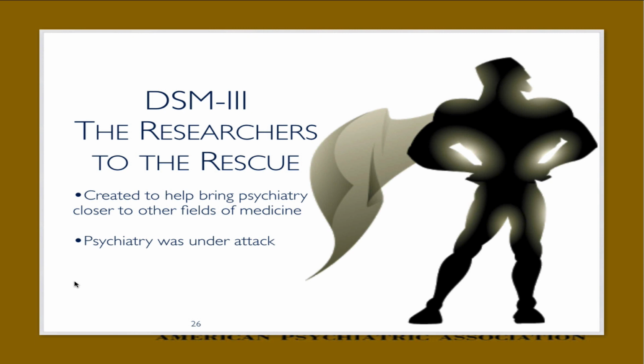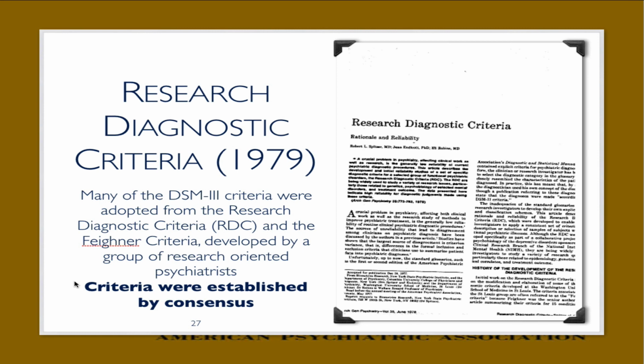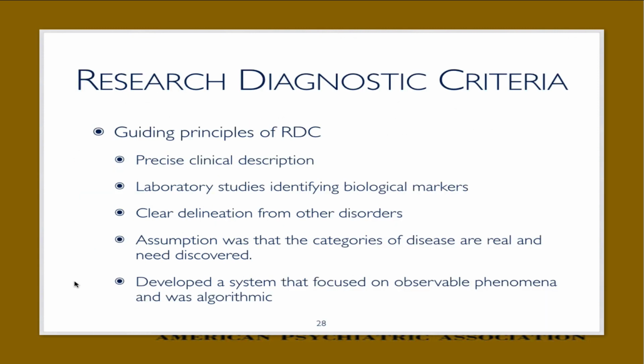And the reason why they were able to get it done so quickly was that they really implemented a manual that they already had in place, which was called the Research Diagnostic Criteria, which came out in 1979. So a lot of the DSM-3 criteria were really adapted from this RDC criteria, and a lot of the diagnoses were established by consensus.